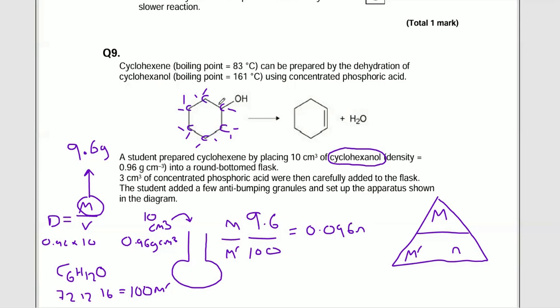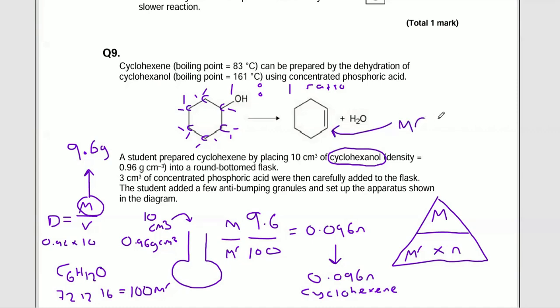We need to work out what's the maximum amount of moles of cyclohexene, the product, we can produce. Well, it's a 1-to-1 ratio. We can see that from the equation. There's no coefficients. So that means we're going to get 0.096 of cyclohexene. Now that we know the moles of cyclohexene, we can go back to our triangle with mass over MR times moles and do moles times MR.